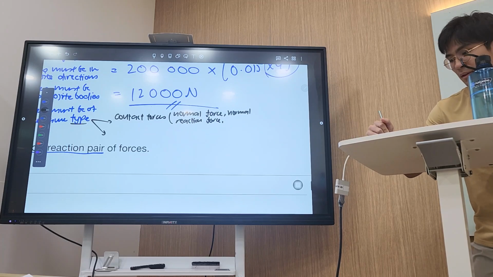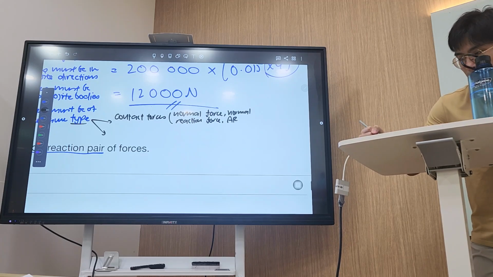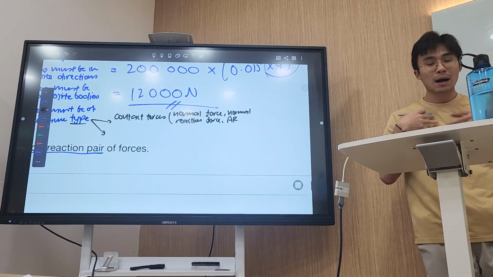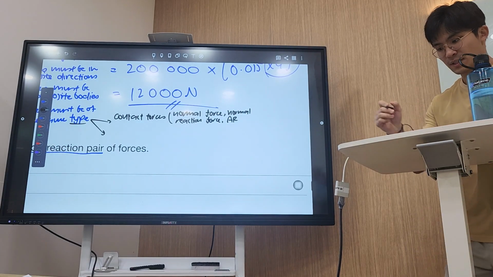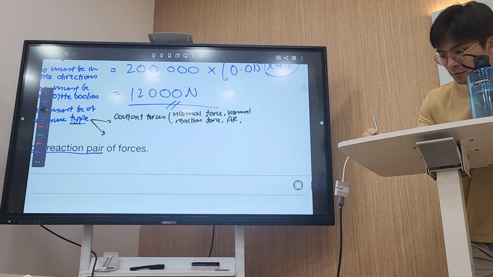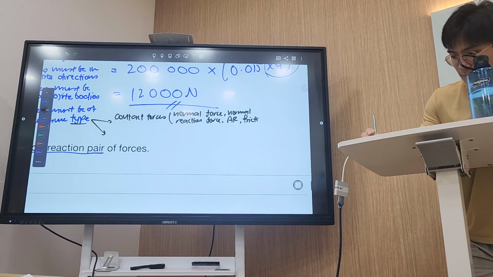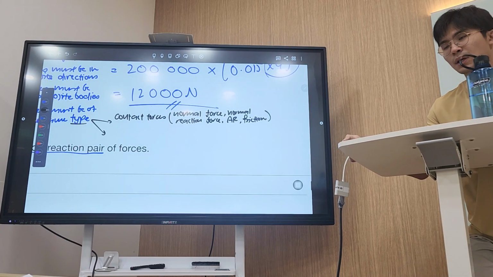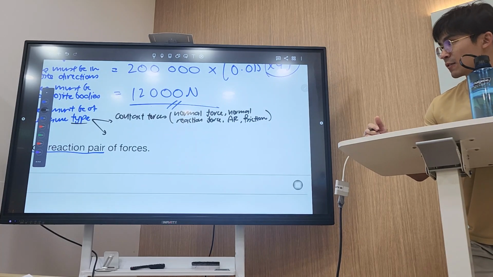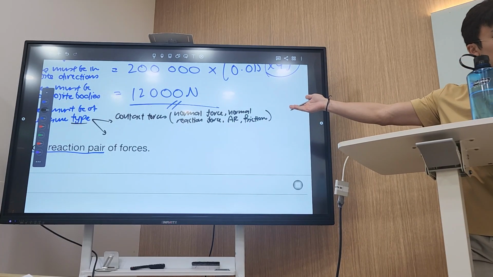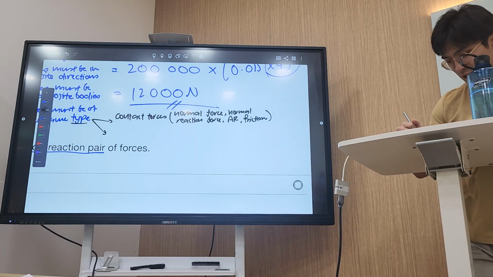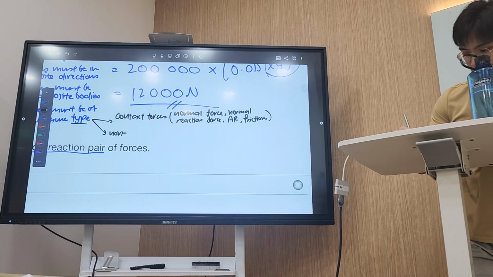Another one, air resistance. Air resistance requires the air to come into contact with you. That is a contact force. Friction, another one. And of course, if one category is contact forces, then the other category will be non-contact forces.